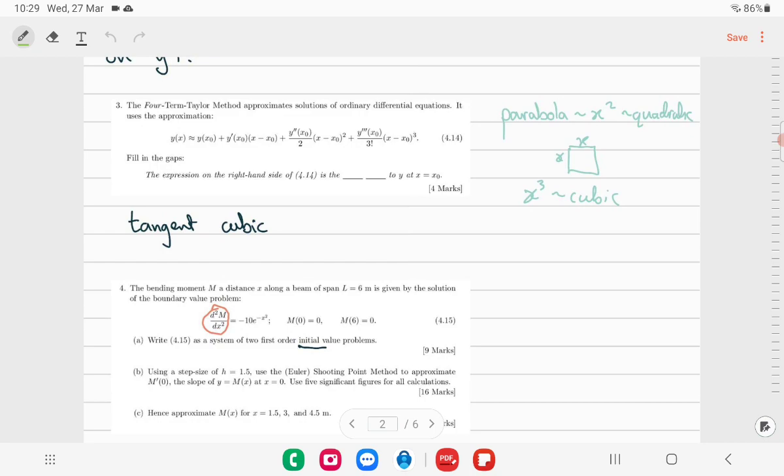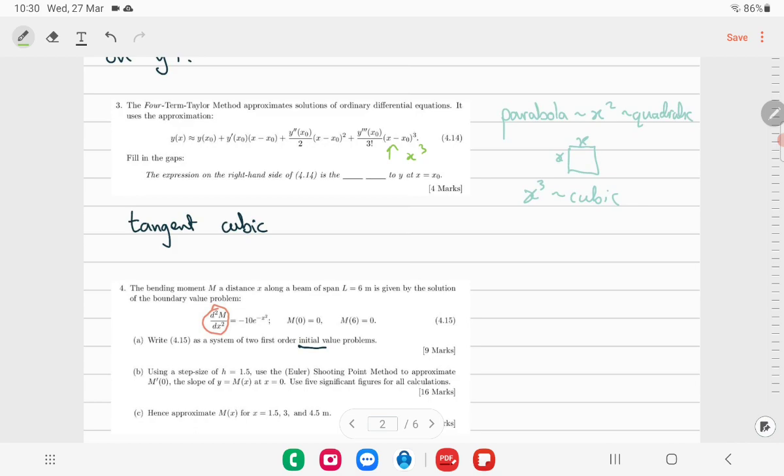The four-term Taylor method approximates solutions of ordinary differential equations. It uses this approximation. So in other words, it's not quite the Maclaurin series because it's close to x equal to x0 rather than close to x equal to 0, but it's the same kind of idea. And if you multiply this out, you will get an x cubed. And so this thing here is a cubic.